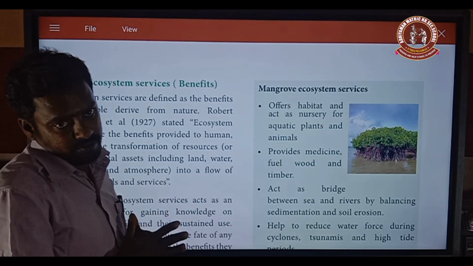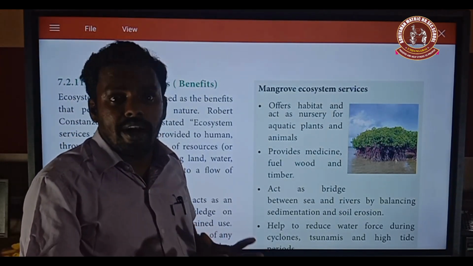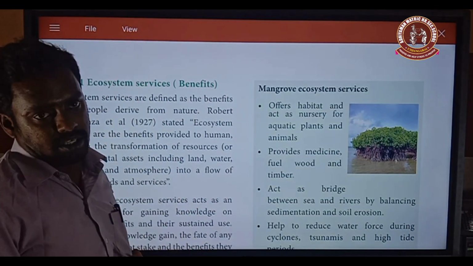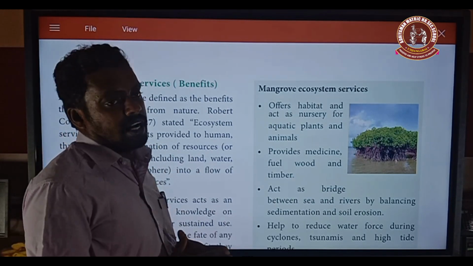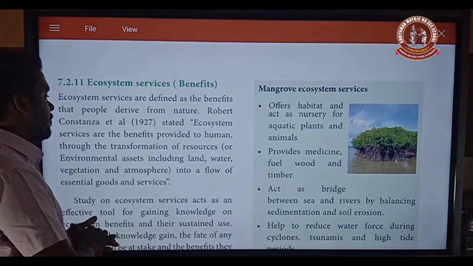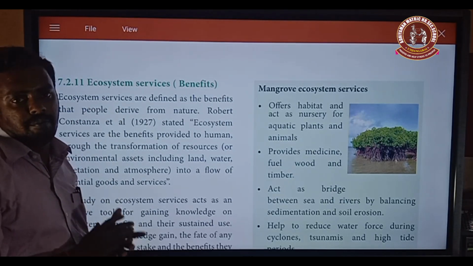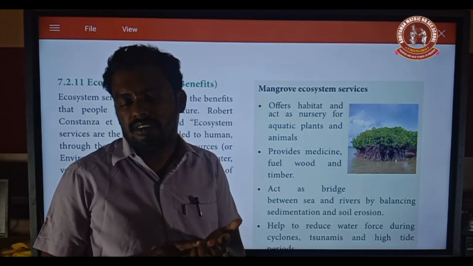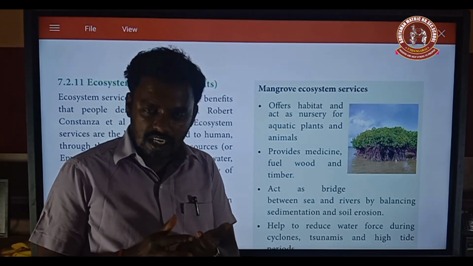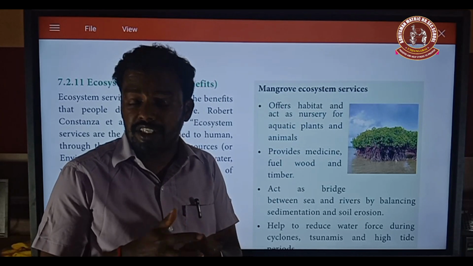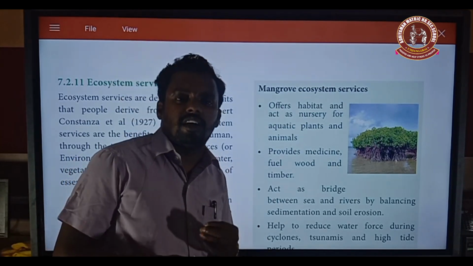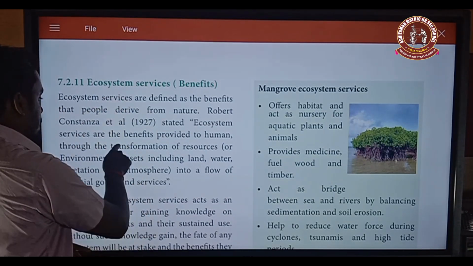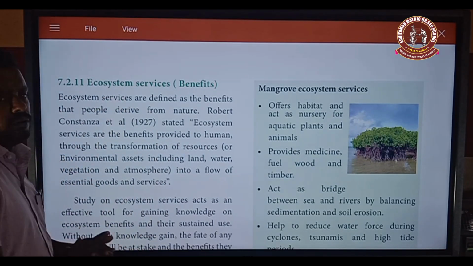That statement was provided by Robert Costanza and his co-workers, that means et al., in the year 1997, who stated that ecosystem services are the benefits. What are the benefits? The ecosystem provides medicinal plants, ornamental plants, vegetables and fruits, and some kinds of aesthetic products. So these are all provided by the ecosystems. These are benefits provided to humans through the transformation.